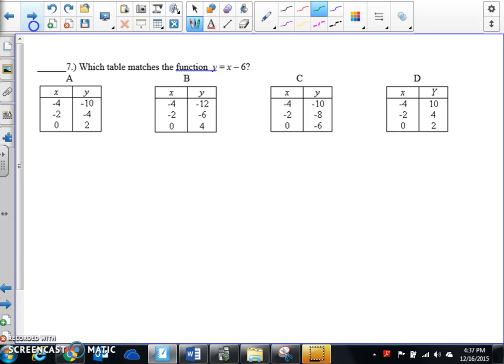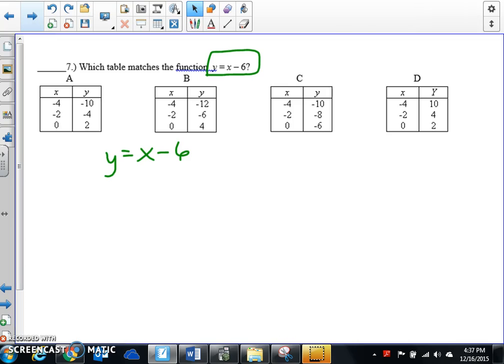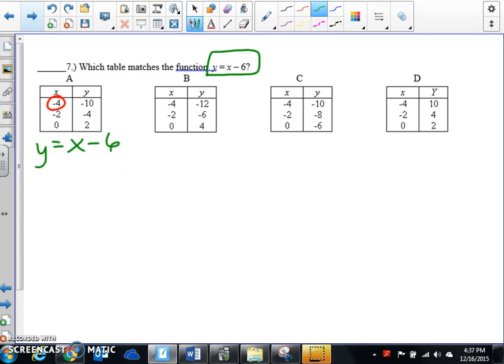All right, which table matches the function? All you need to do is take this, y equals x minus 6. I don't know if I just said that backwards. And you plug in your x values. Okay, so let's just bring that over here. So y equals negative 4 minus 6. Negative 4 minus 6 is equal to negative 10. That matches up. So now I try my negative 2.